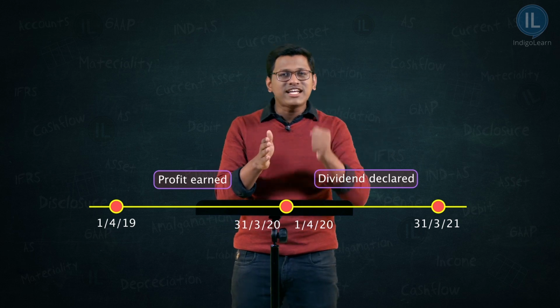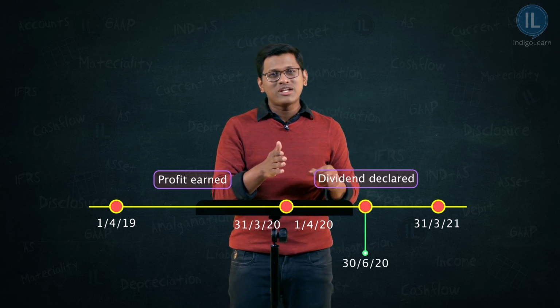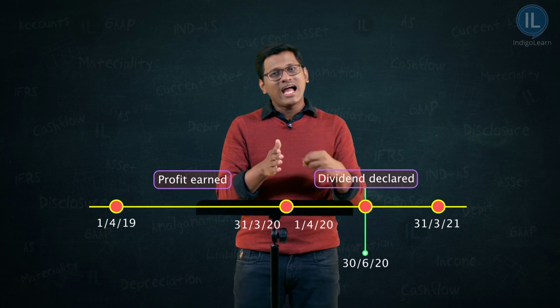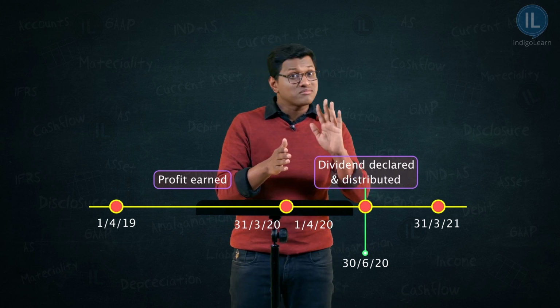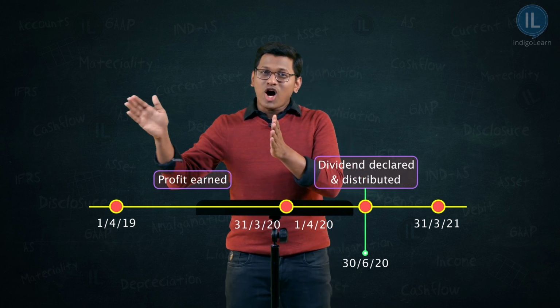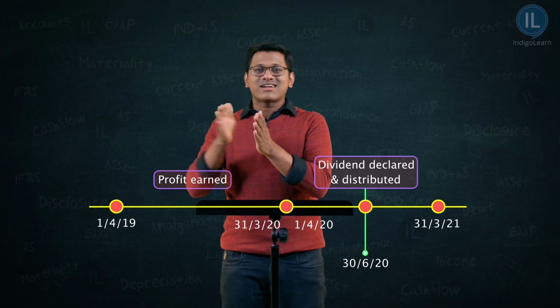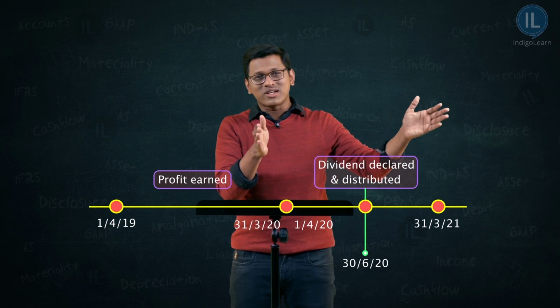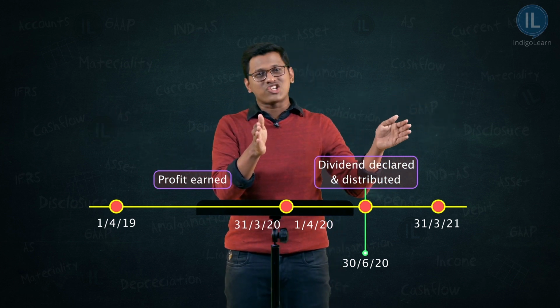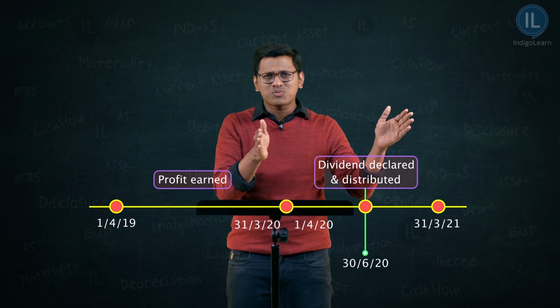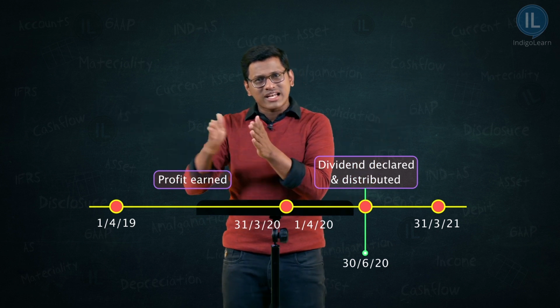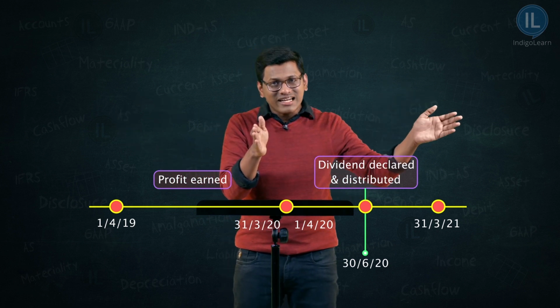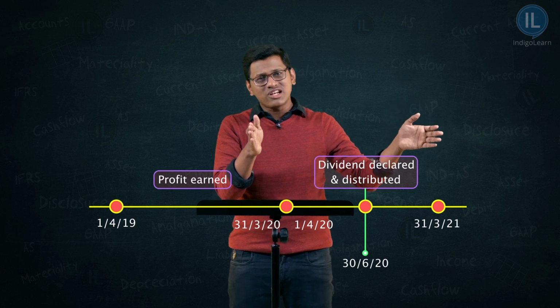So, something like 30th of June. On 30th of June, we declared dividend and distributed that to the shareholders. Fine. So, the profit we earned in this year got distributed to the shareholders in the next financial year. Are you clear about this point? Profit we earned in this financial year actually was declared as dividend in the next financial year.